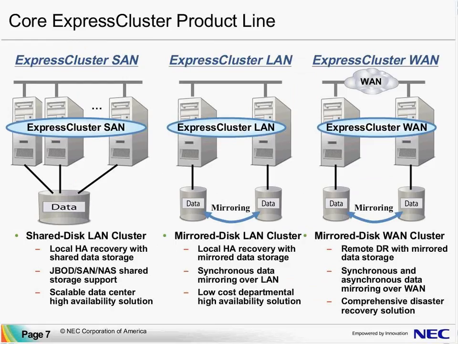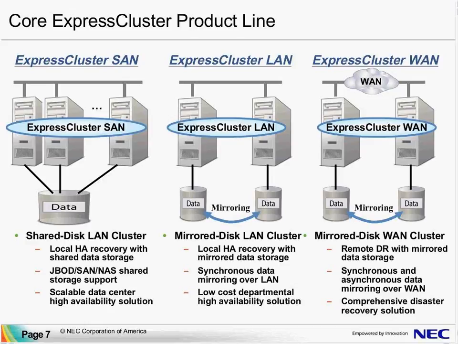So ExpressCluster consists of several product editions. The main product editions are listed on this slide. ExpressCluster WAN on the right-hand side is the flagship product edition that provides the ability to mirror data across wide area networks in real time, as well as monitor and recover the protected application data across wide area networks separated by hundreds or even thousands of miles.